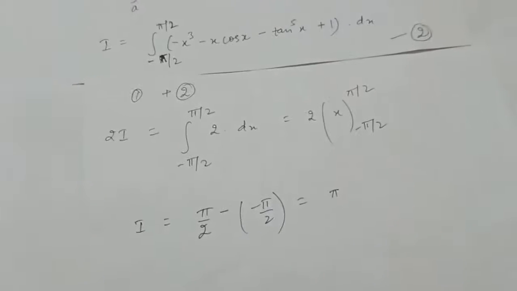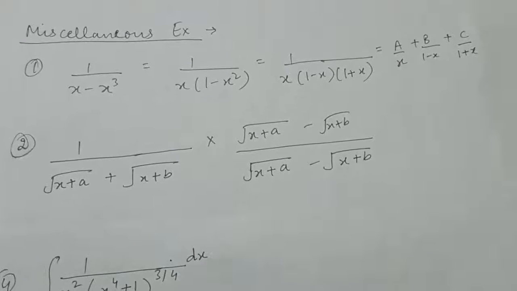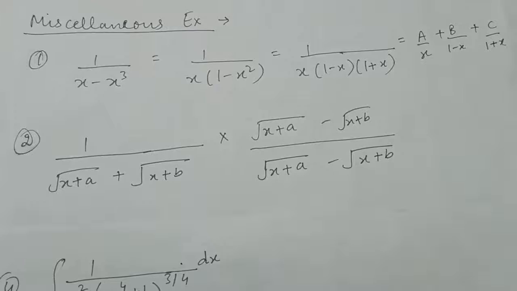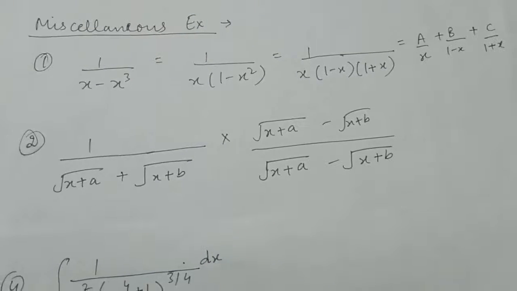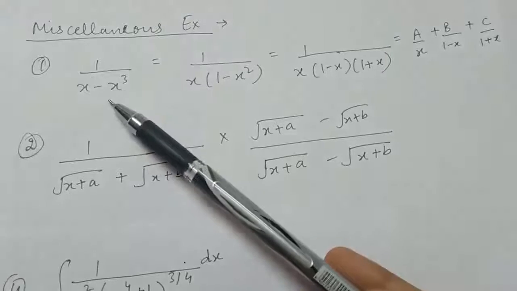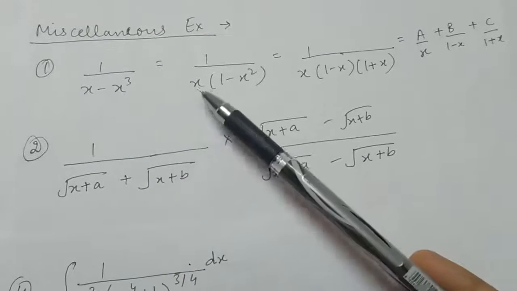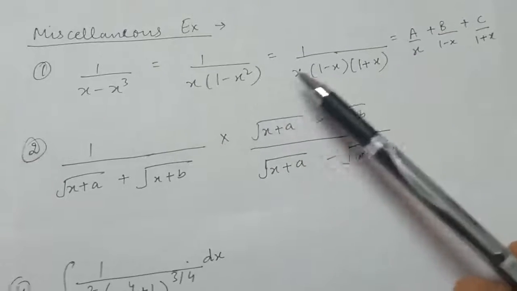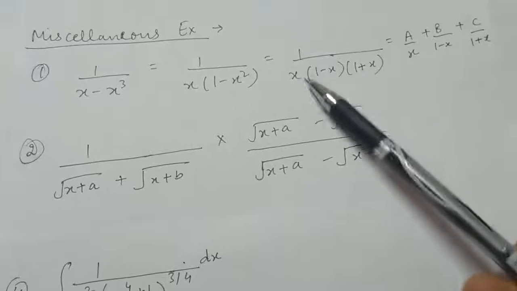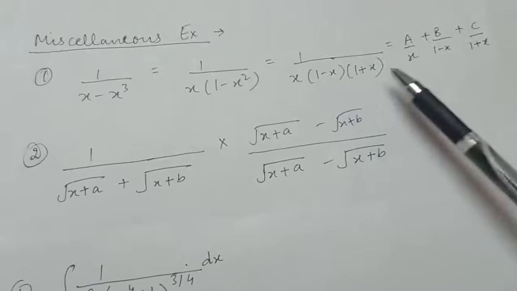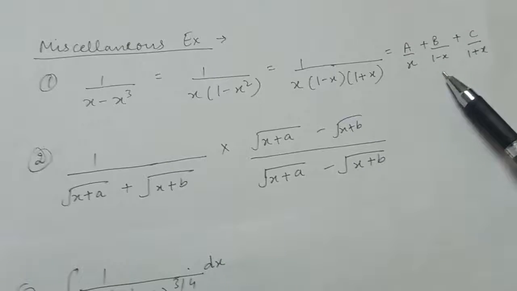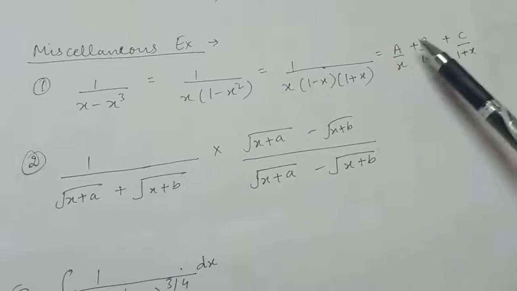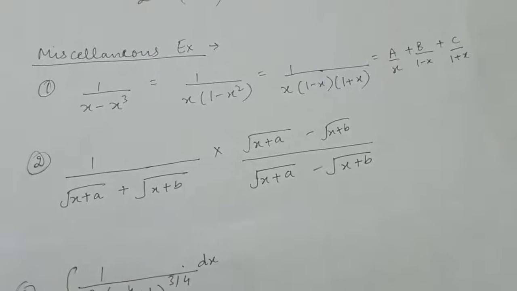Clear? Now I will give you hints for the miscellaneous exercise questions. Question number 1 is 1 upon x minus x cube. So we will do this question by partial fractions, because you can see the function given is a rational function. Now take out x common from both of these terms. You will get this. Now this 1 minus x square can be written as 1 minus x into 1 plus x. And now this function by partial fractions can be written as A by x plus B upon 1 minus x plus C upon 1 plus x. Right? Compare the coefficients of these two, get the values of A, B and C, and then solve it.